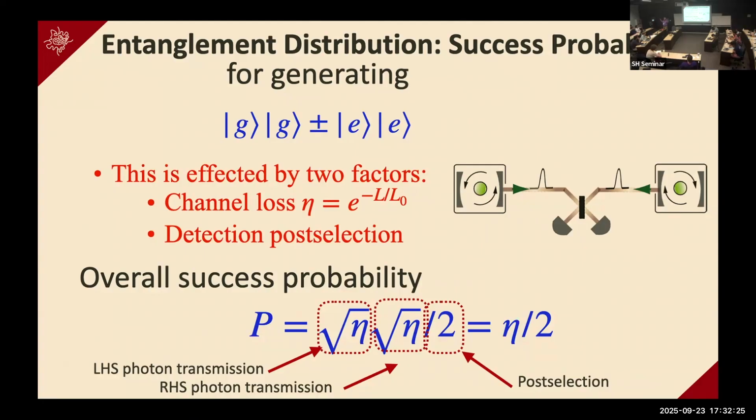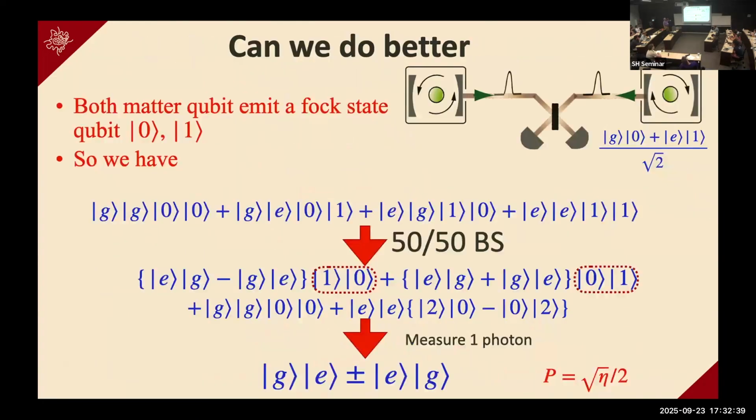Is this 1K? Is this 100K? It depends on your system, but we probably don't want to do it for 1,000K. So the question is, can we do better? Okay, let's come back and think about twin field.